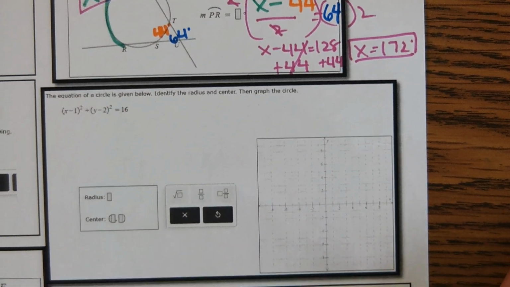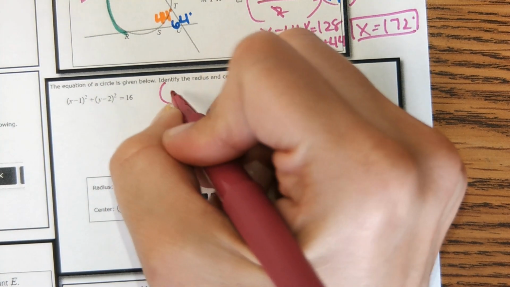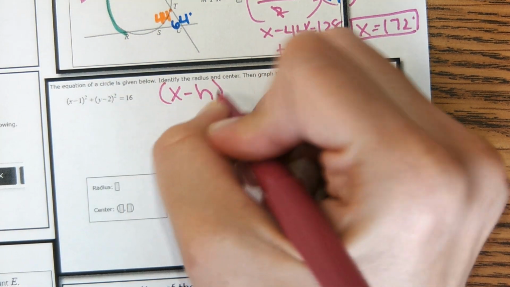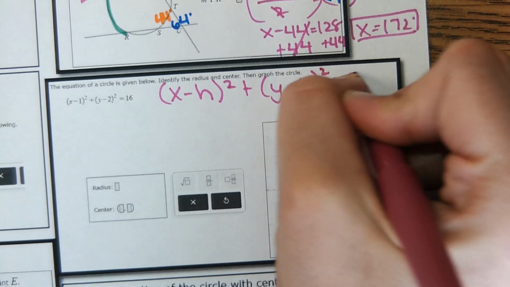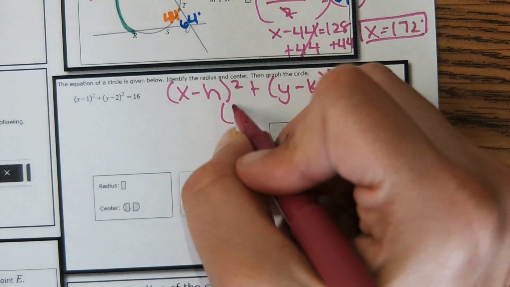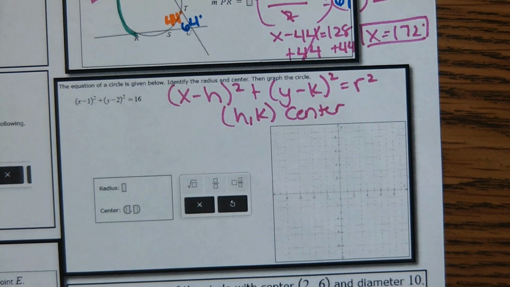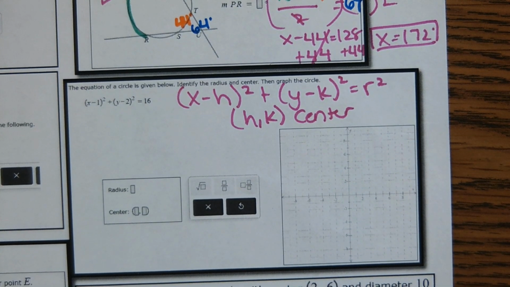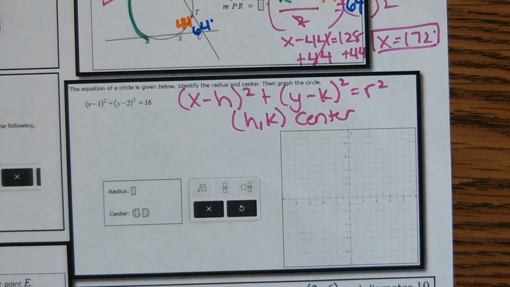Okay, so for this one, we're going to use equation of a circle, which, just write it down, x minus h squared plus y minus k squared equals r squared. And then (h, k) is the center of the circle. And remember, the subtraction symbol is part of the equation, not part of those numbers.